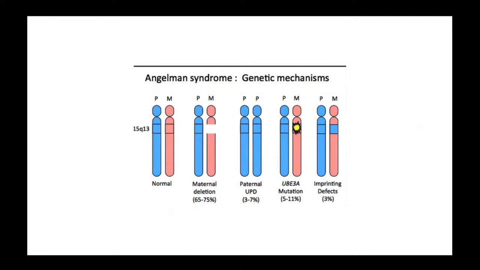The genetic mechanism of Angelman syndrome is a deletion in the long arm of maternal chromosome 15.